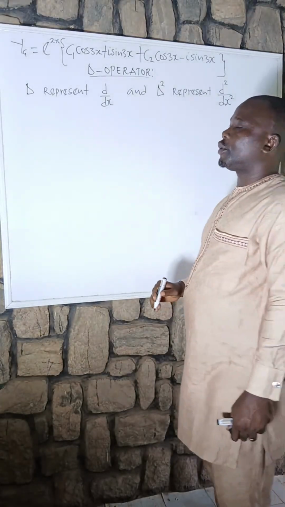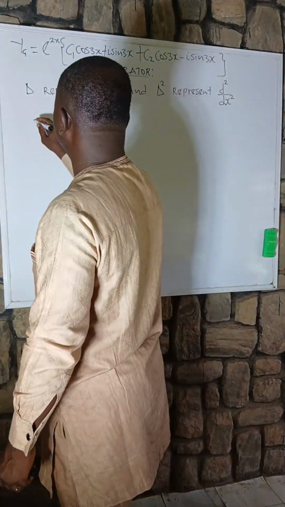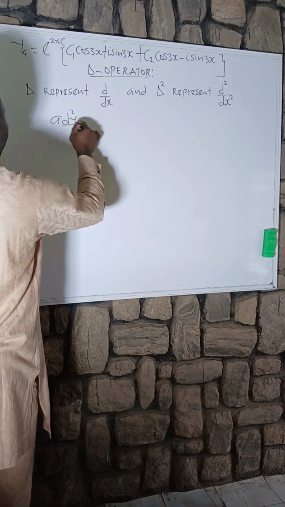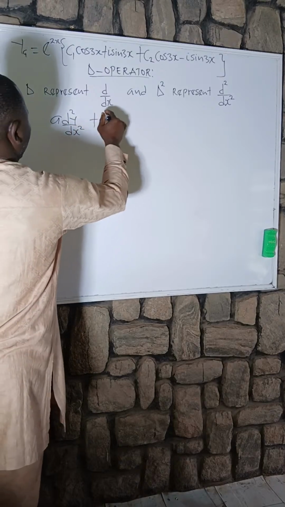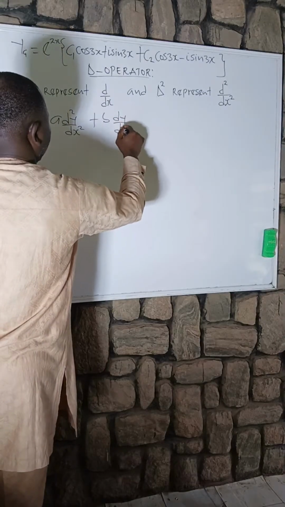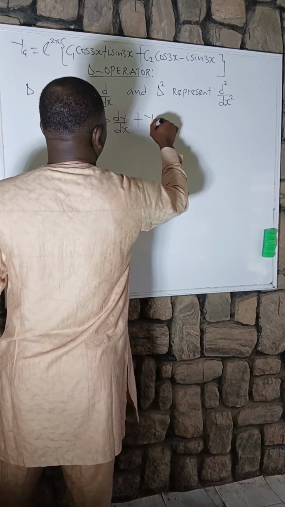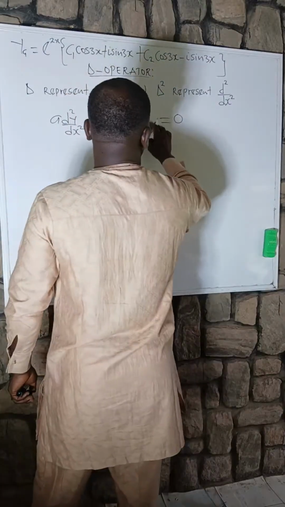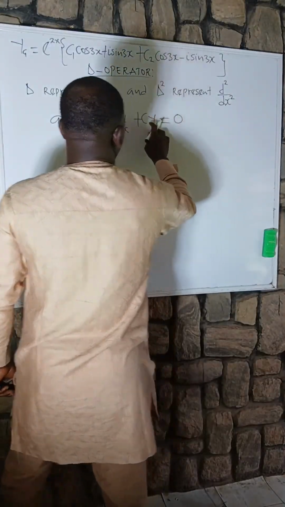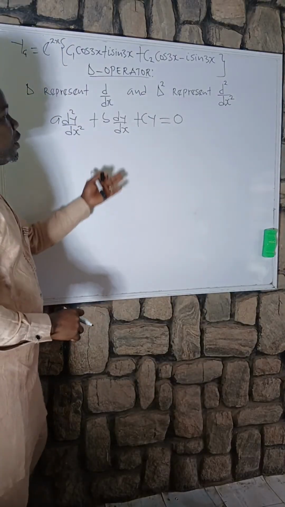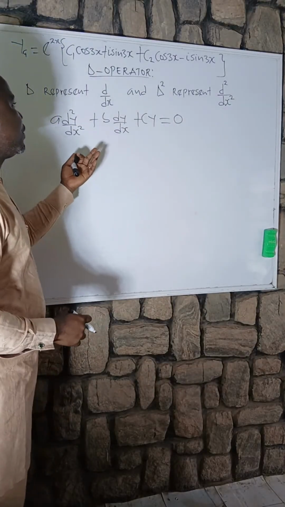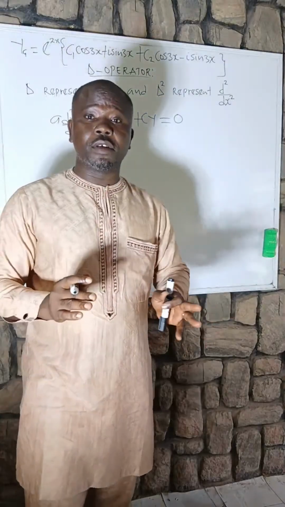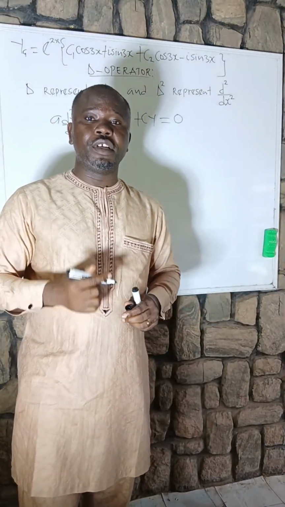Take note. So assuming we have a differential equation of this form, a d squared y all over dx squared plus b dy all over dx plus cy equals to 0. It means if you are asked to use the operator, it's simple as ABC. Is that clear? It is not difficult. It's the same approach that will lead to what? Auxiliary equation. Is that clear?